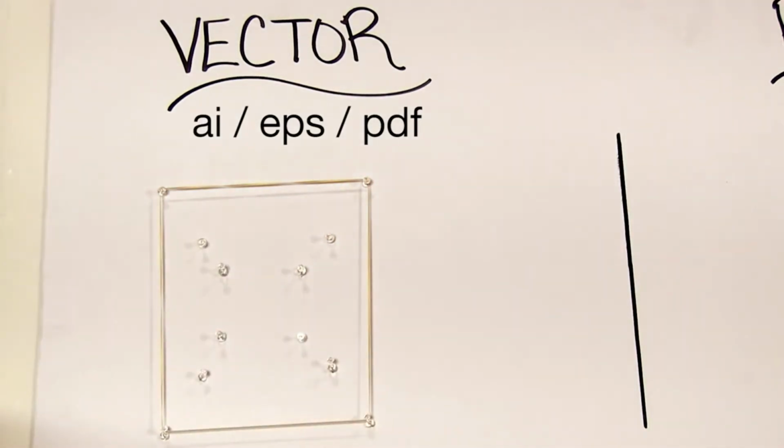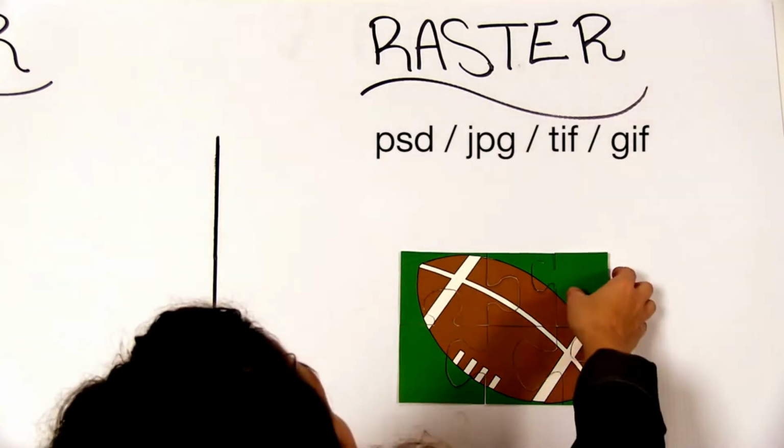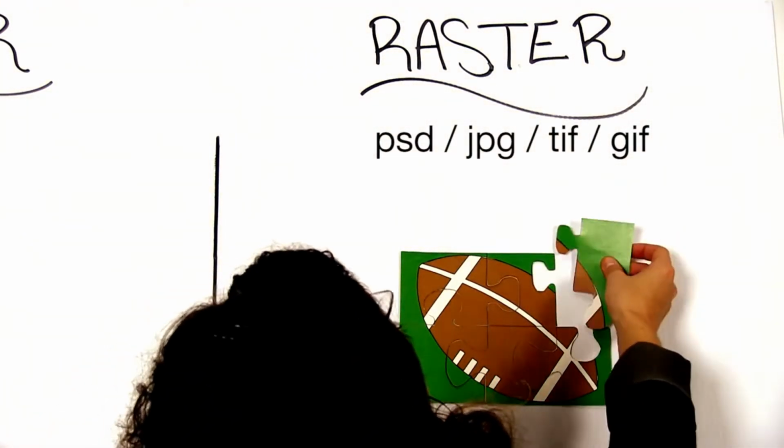So let's take a look at how raster images are different than vector images. Raster images are made up of tiny little pixels of color. It's almost like a puzzle, made up of little different pieces. So here is a raster image, and say we want to make it bigger. So I'm going to start spreading out the puzzle pieces.